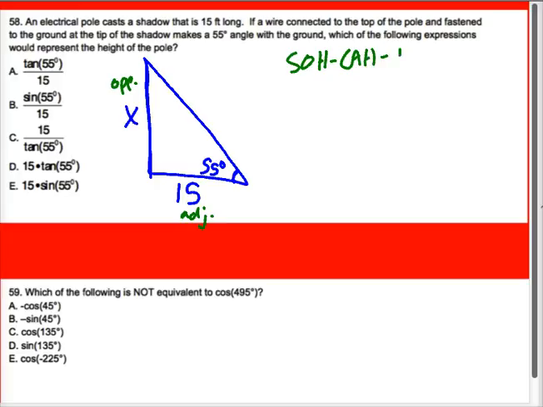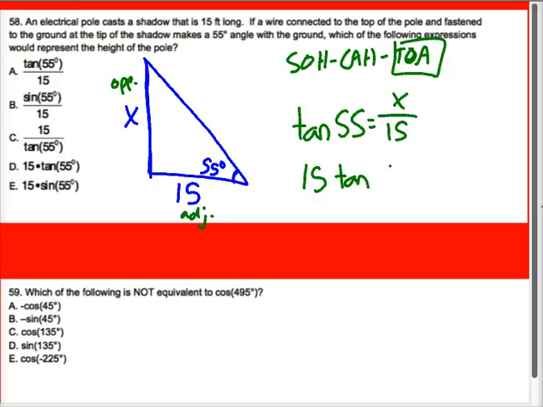So if you remember SOHCAHTOA, if I have opposite and adjacent, that means I'm going to be using tangent. So the tangent of my angle is the opposite over the adjacent. And if I just want to know what that height is, I want to solve it for the height, I'm going to multiply that 15 over, and I can express the height as 15 times the tangent of 55 degrees.